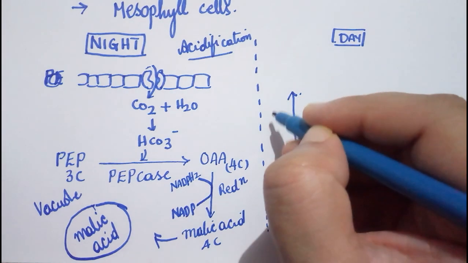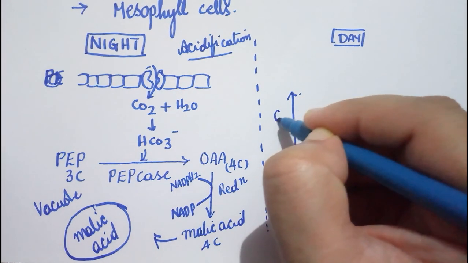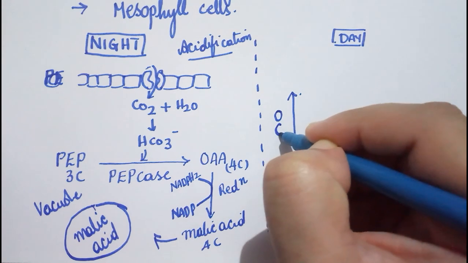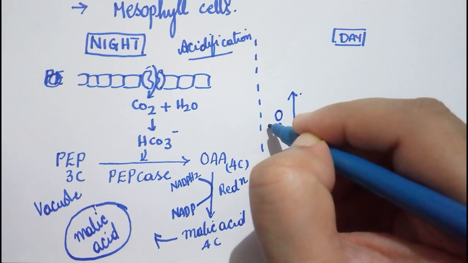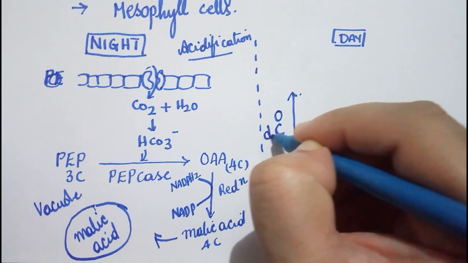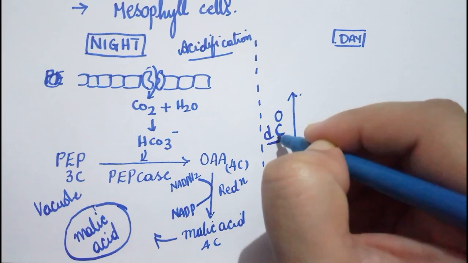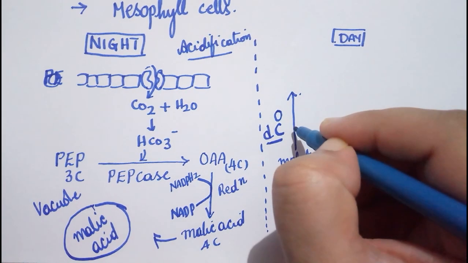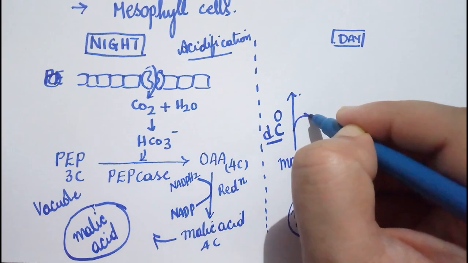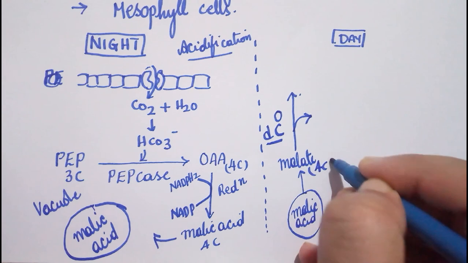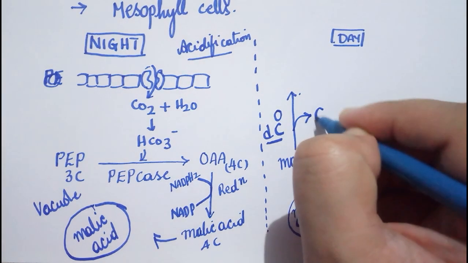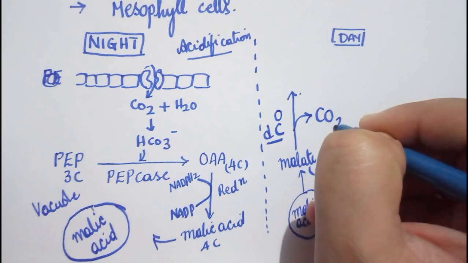This malate undergoes oxidative decarboxylation. I'm just writing it as OC, which stands for oxidative decarboxylation. So when oxidative decarboxylation is happening, we know malate is 4-carbon, so when decarboxylation is taking place, obviously there will be release of carbon dioxide, correct?